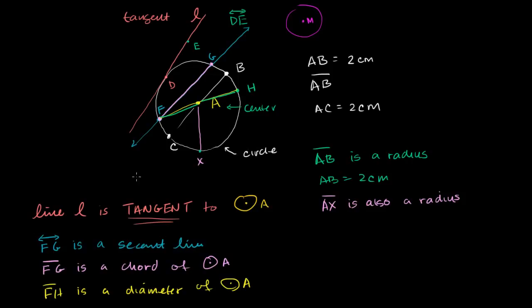So we could say the length of the diameter, so the length of FH, and once again, I don't put the line on top of it when I'm just talking about the length, is going to be equal to FA, the length of segment FA, plus the length of segment AH.